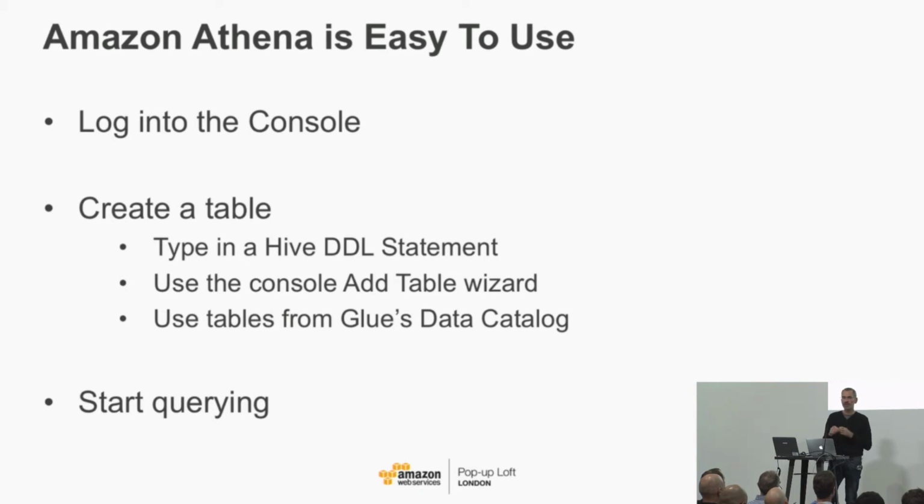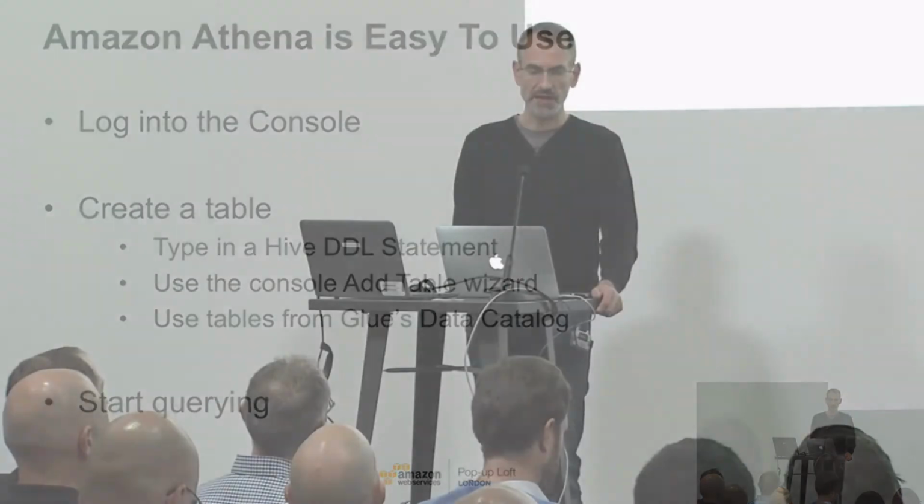So we can do that in the console. If we prefer, there's a little wizard that we can walk through that will allow us to create a table definition. Or, and this is my preferred approach now, we can use Glue and Glue's ability to crawl sources of data to create an external table definition, and then we can consume that from Athena. Once that's done, we start querying.